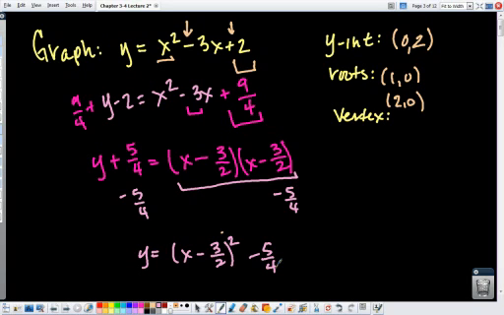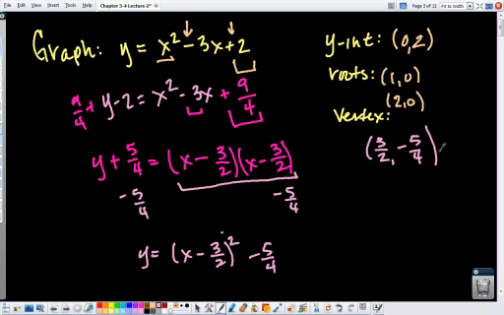That means that my vertex is, what makes this 0 is the x. So when x is 3 halves, I end up with 0 here. When this is 0, all that's left is negative 5 fourths. So that is my vertex.